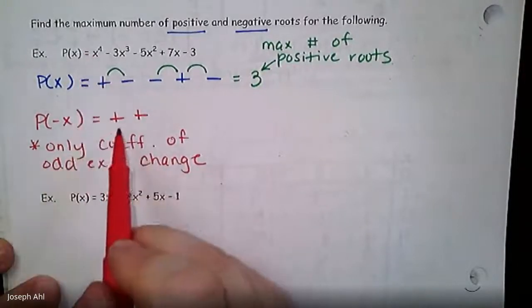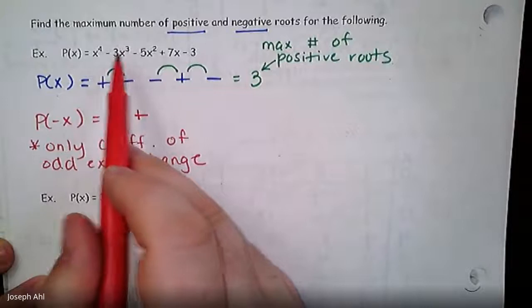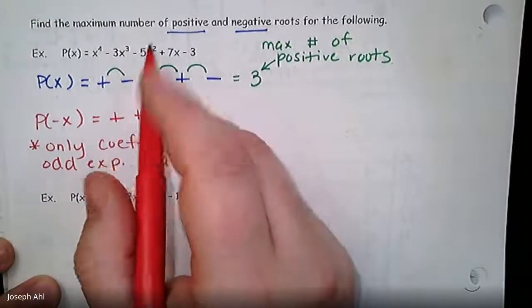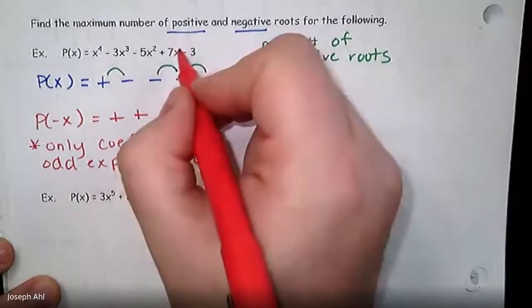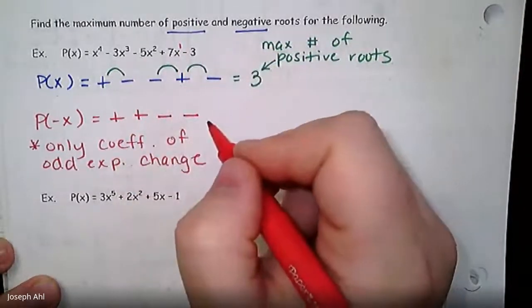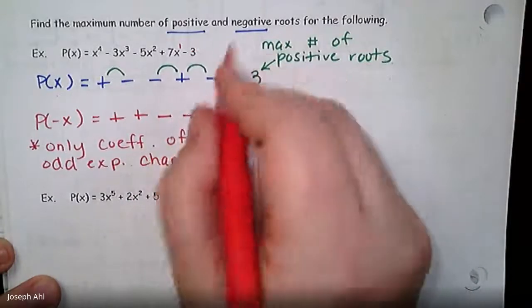So x to the fourth doesn't change. X cubed, when I plug in a negative there, it's going to change that sign out front to positive. X squared is even, so it stays negative. X to the first, that's odd, so that's going to change to negative. The constant at the end will never change.